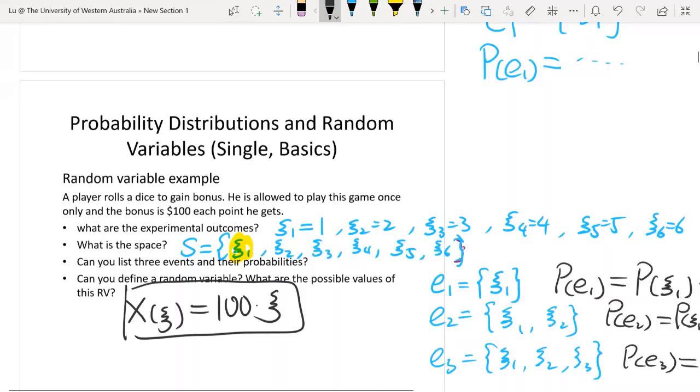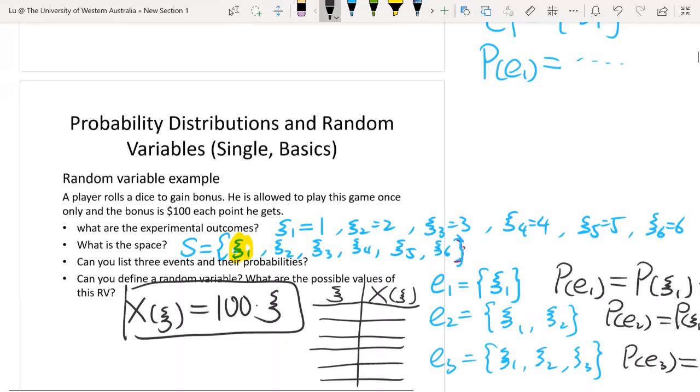What are the possible values of this random variable? Okay, that should be very simple, but anyway, we just use a small table to show us this result. The first column is just the outcome of the experiment. The second column is the return value, in other words, the value of the random variable. There are 6 possible outcomes. We just list all of them out.